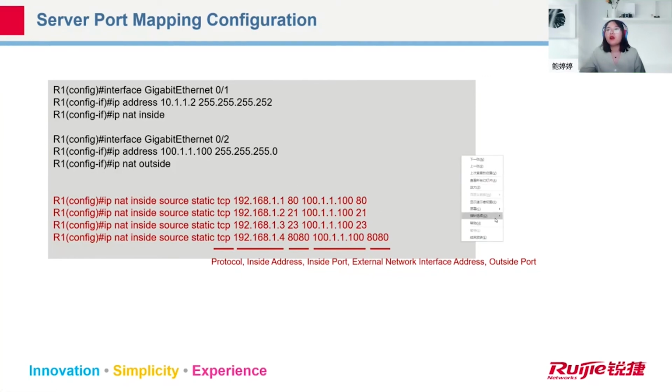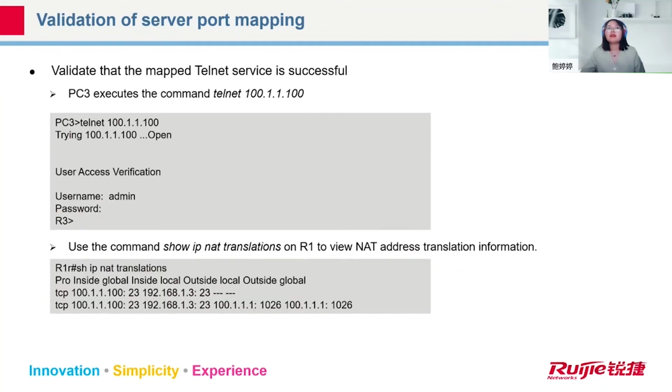So after we add this configuration, when we want to telnet one server, we can directly use the public IP address and the public port number. And finally, the router will translate to become the private information, and then we can visit the destination. So this is the server port mapping. And you can telnet the public address, right? And then you will directly log in to the devices. And you use the command show IP net translation, you can find lots of information.